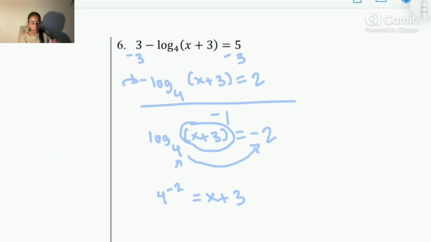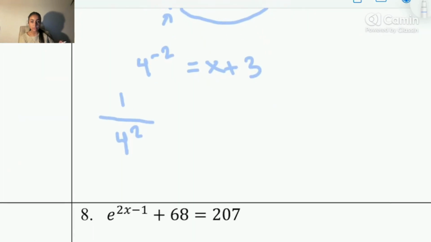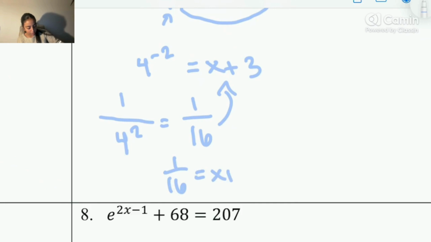Whenever you're raised to a negative power, you're going to take the reciprocal, you're going to put it below the numerator, but you're going to keep that exponent, so it's going to be 1 over 4 squared, which is just 1 over 16. So we're going to go back to this over here. 1 over 16 equals x plus 3.